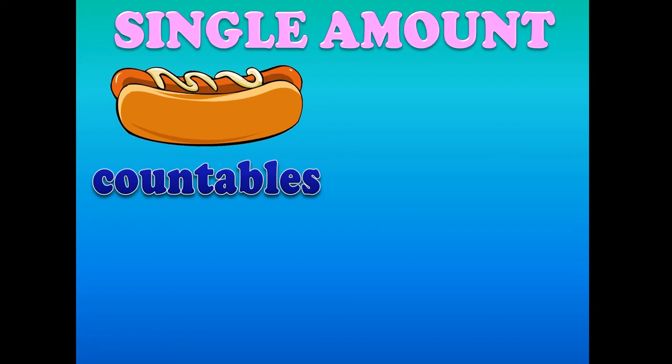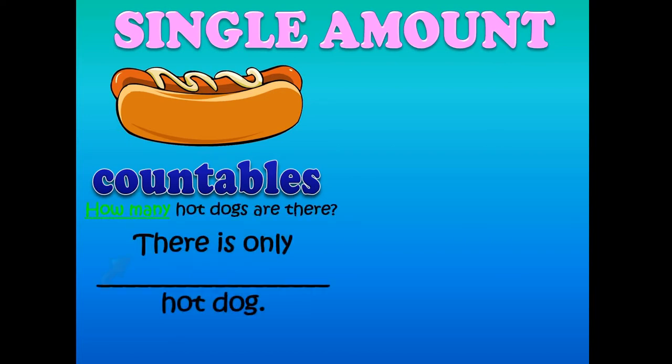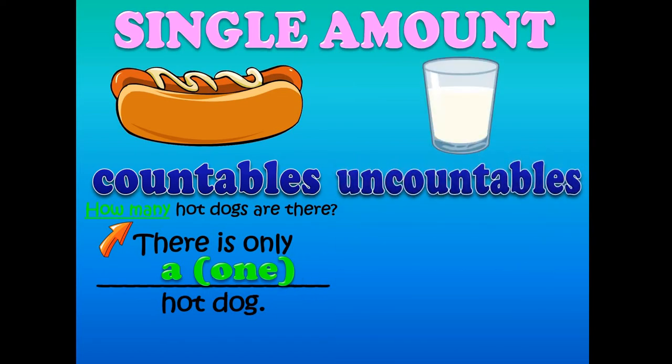Now let's move to single amount. Single amount means one amount or one piece. What do you see in the picture? You're right. You can see a hot dog. To ask about hot dogs, the question can be, how many hot dogs are there? And the answer can be, there is only a hot dog. There is only one hot dog. Here, in this sentence, a means one. You can say, there is only a hot dog, or one hot dog.